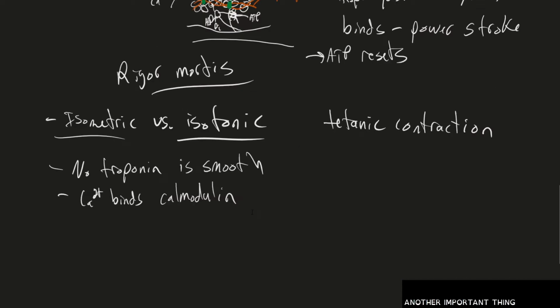Another important thing to remember here is that muscles can only pull, never push. Also, tendons, not ligaments, are what connect muscle to bone. Ligaments are bone to bone. Tendons are muscle to bone. So that's an important thing to remember in this section.